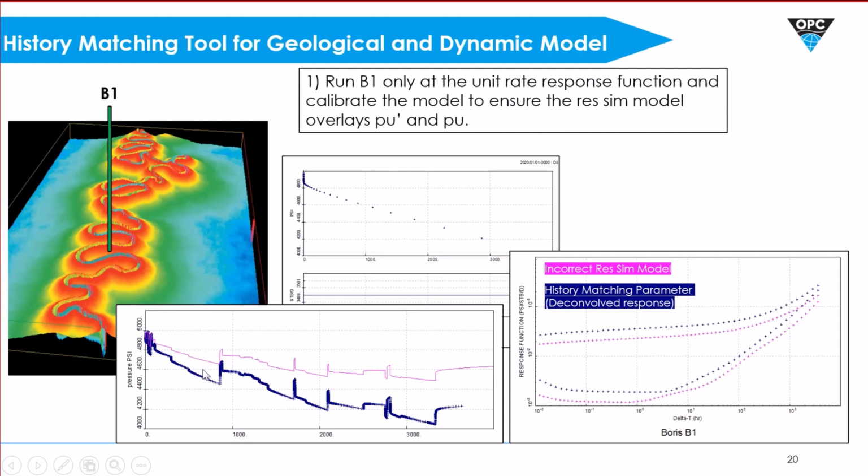Is it because my permeability is too high? Is it because my skin is not high enough? Or is it just because my connected volume is too high? This plot does not tell me that on the left. This plot, on the other hand, decouples everything. So it's telling me that my permeability is too high, and it's telling me my connected volume is too high.